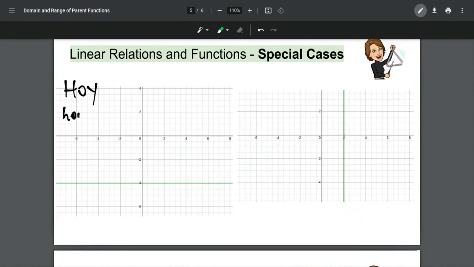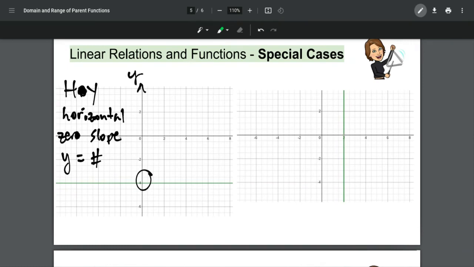H for horizontal. Okay, we know that. The O right here for zero slope. And the Y for y equals some number. Now, in this particular example, since it crosses the y-axis at -4, it's going to be y equals -4. Okay, this is your x-axis, and this is your y-axis there. Okay, so that much for horizontal.